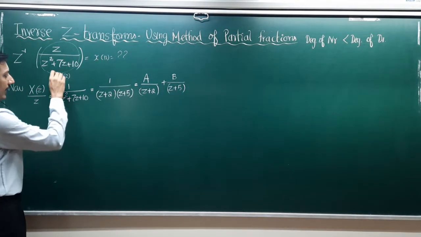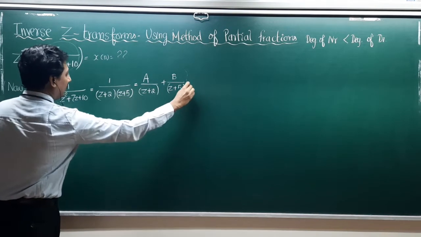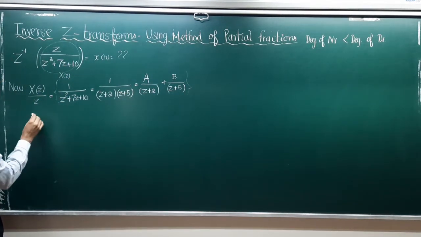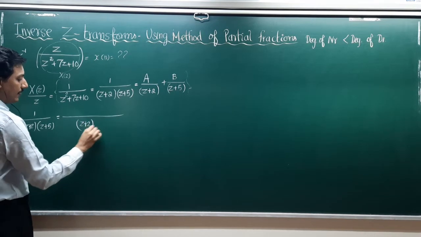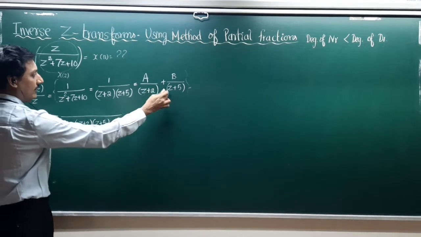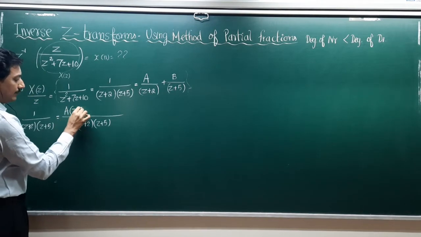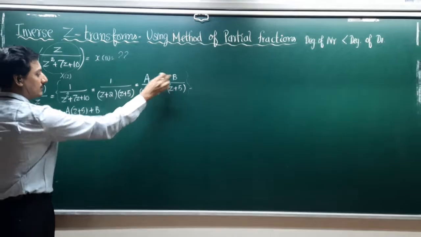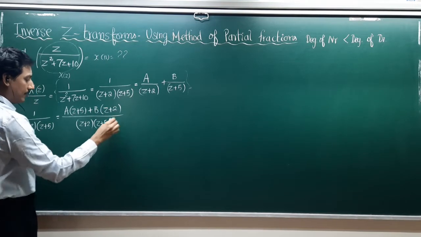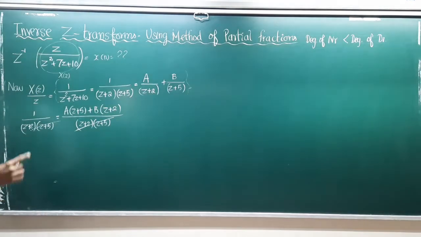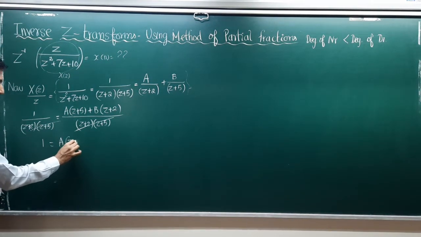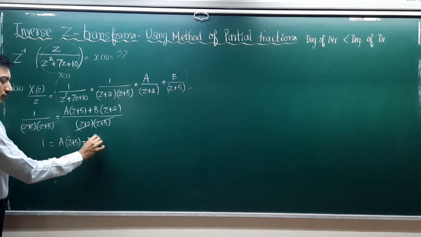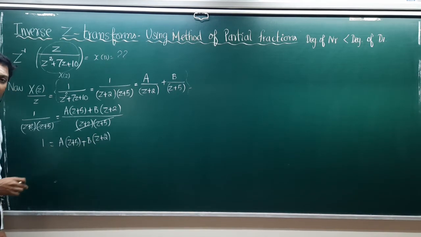So what I am going to do is take the LCM on the right hand side. On the left hand side we have 1 by Z plus 2 into Z plus 5, which is equal to the LCM of the right hand side, Z plus 2 into Z plus 5. Let's cross multiply: we get A into Z plus 5 plus B into Z plus 2. The denominators on both sides are the same, so let's cancel them. We get 1 is equal to A into Z plus 5 plus B into Z plus 2. Our ultimate aim is to determine these two arbitrary constants A and B.